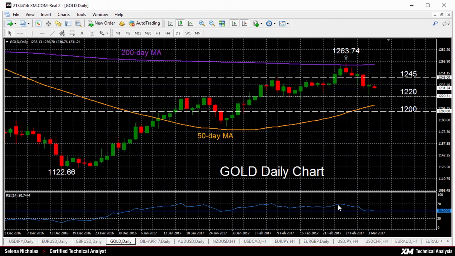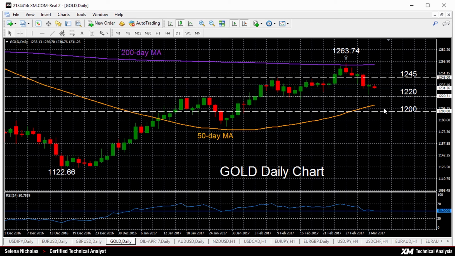We saw the RSI reach overbought levels at 70. So now we're seeing a bit of a pullback in the market. 1220 is an important support level to the downside, and 1200 is another key level. And a break below this would shift the recent bullish market structure.